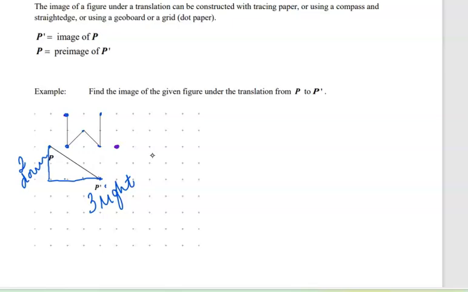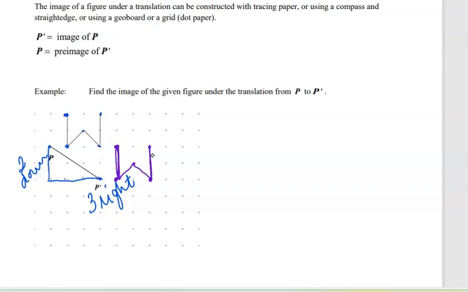Here, same thing, I'm going to go 2 down and 1, 2, 3 to the right. Here I'll take this, go 1, 2 down, 1, 2, 3 to the right. At this point, 1, 2 down, 1, 2, 3 to the right. And then the last point, 1, 2 down, 1, 2, 3 to the right. And then I'm going to connect those in the same way they are connected on the original. And there is my translated image.